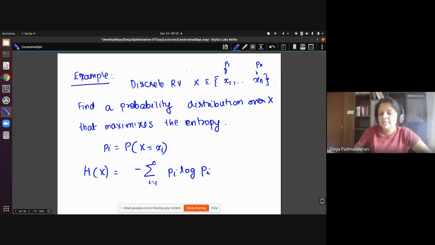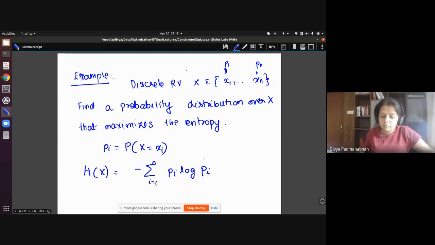Intuitively, it's capturing the sense of uncertainty in the system. Suppose you know the realization beforehand, so suppose P1 is 1 and all others are 0. Then the entropy is just going to be 0. That means there's no uncertainty in the system, because you know beforehand that x1 is the outcome that you're going to get. So that's the notion of entropy.